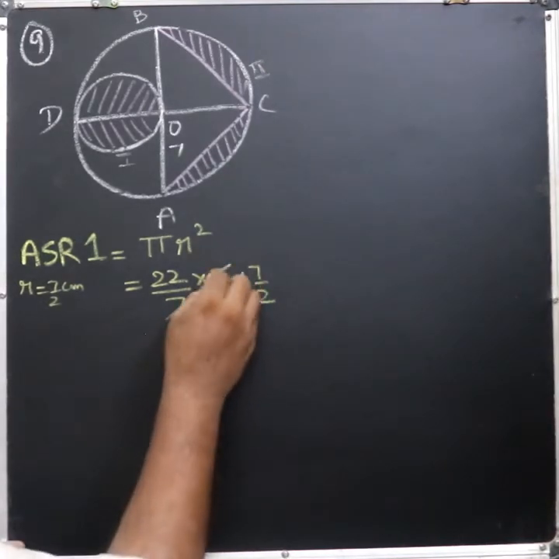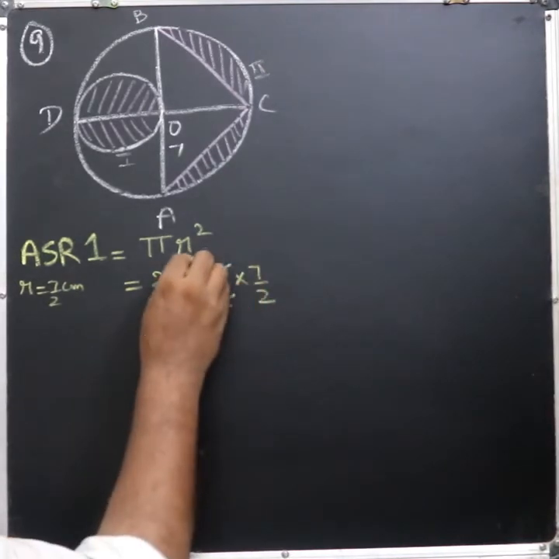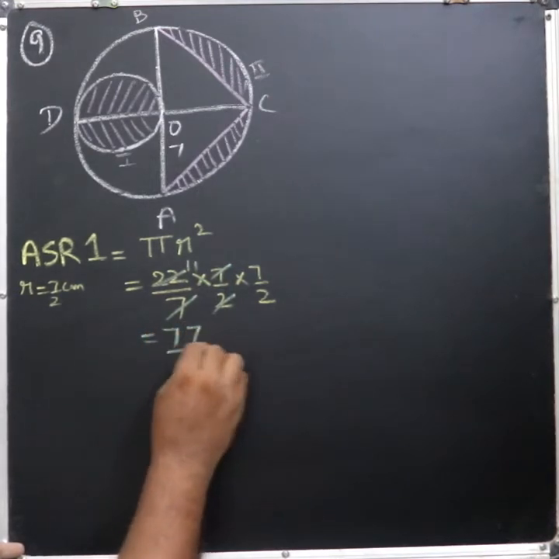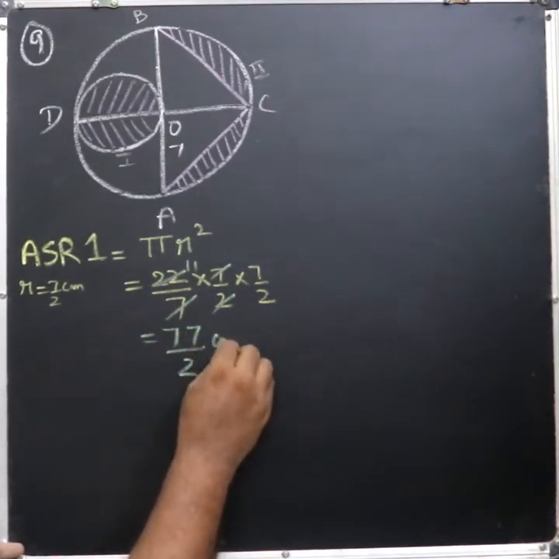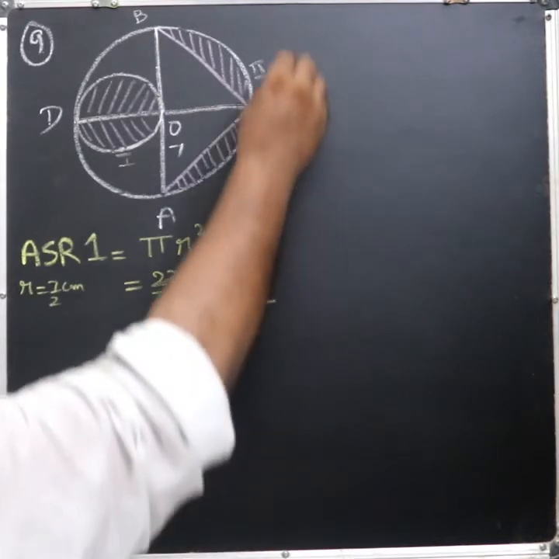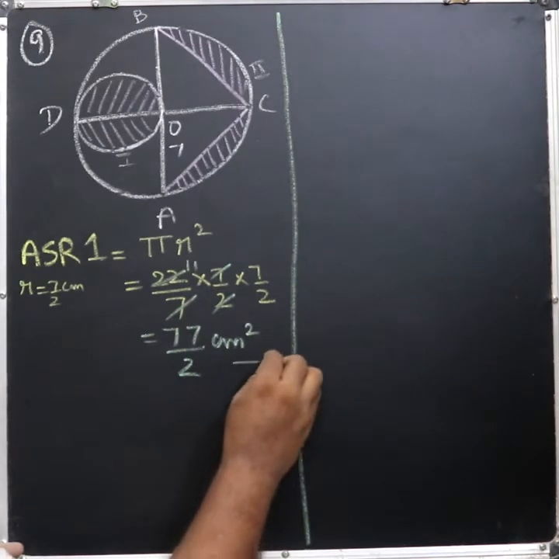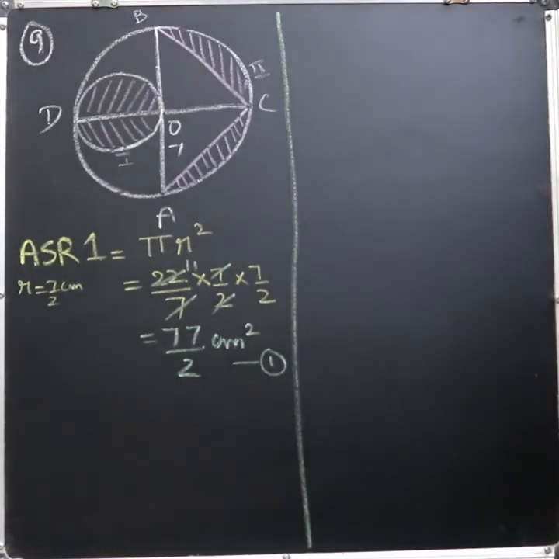this 7 and 7 can be cancelled, 11 times. Then you are going to have 77 by 2 centimeter squared. You can keep this as your first answer. This is your answer 1, area of shaded region 1.